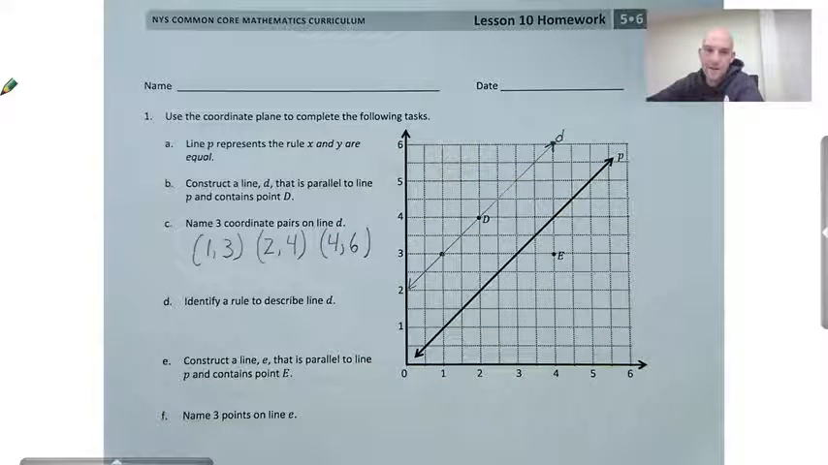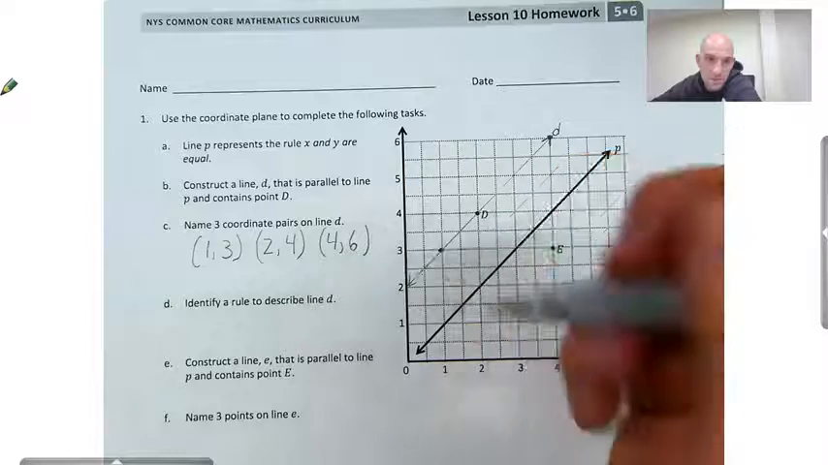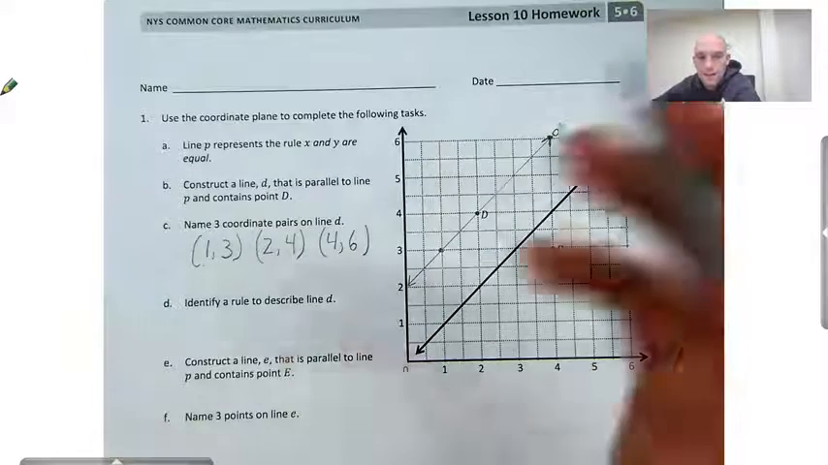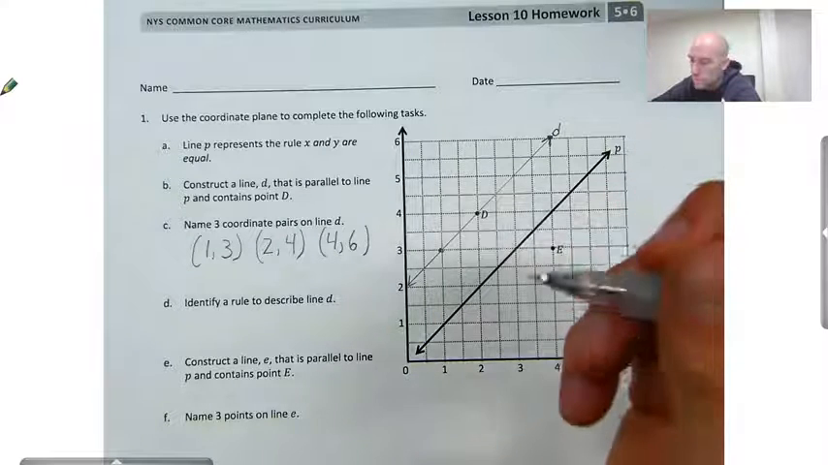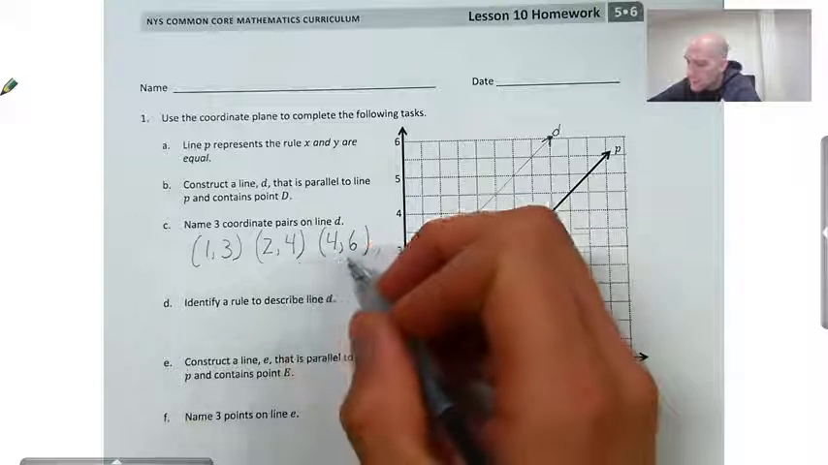Now, if we want to identify the rule that line D follows, it looks as though we have 1, 3, 2, 4, 4, 6. It looks like whatever X is, Y is plus 2. So Y is going to be equal to X plus 2.